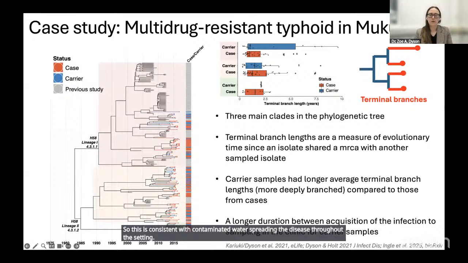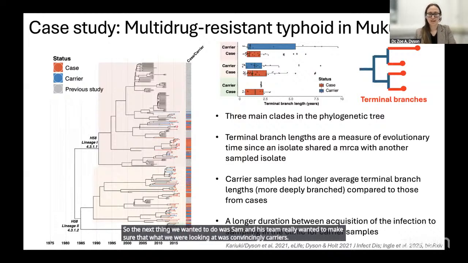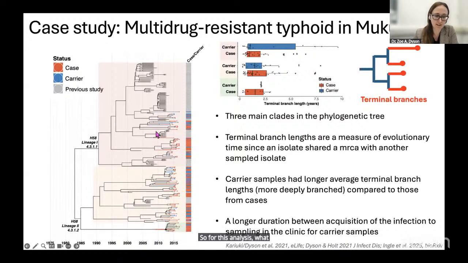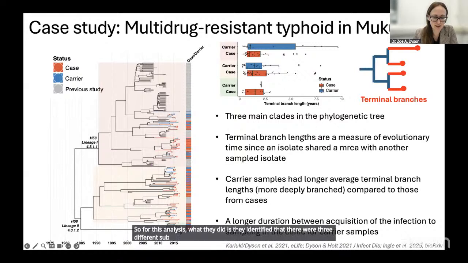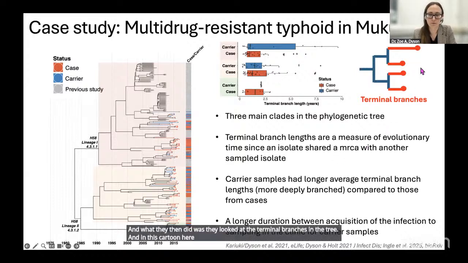So the next thing Sam and his team really wanted to do was make sure that what we were looking at was convincingly carriers. So for this analysis, they identified that there were 3 different sublineages present in the tree, 2 of this 4.3.1.1 lineage 2 and 1 of this 4.3.1.1 lineage 1. And what they then did was look at the terminal branches in the tree. In this cartoon, I've highlighted that when I'm referring to terminal branches, I'm referring to the branch that immediately leads out from the tips of the tree that represent our sequences.